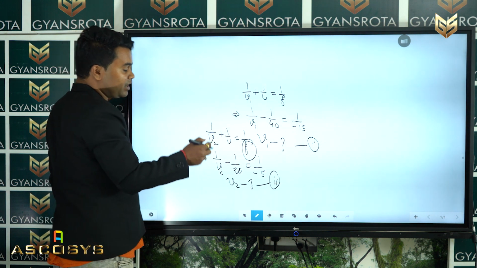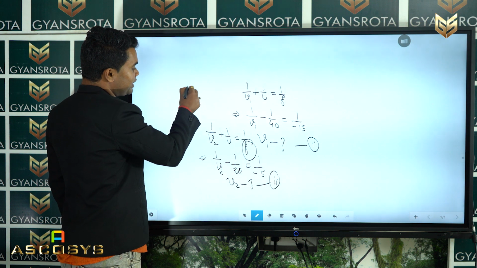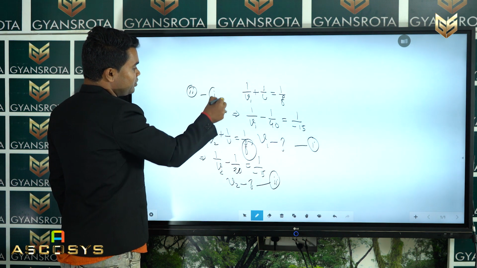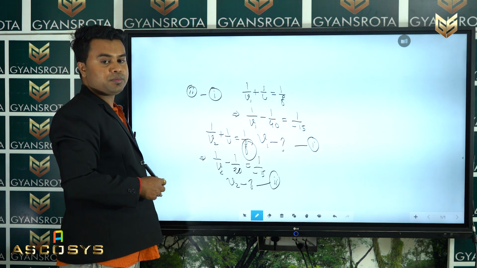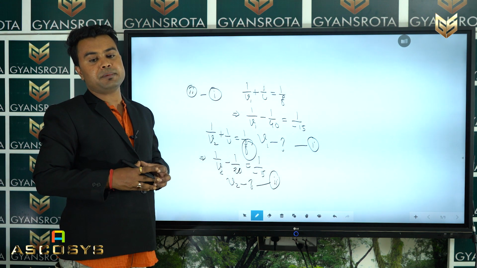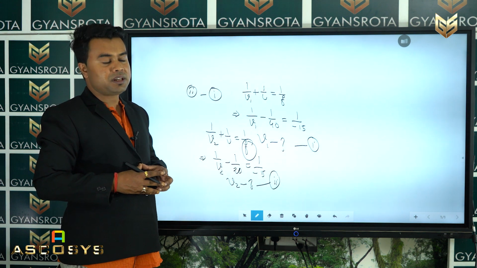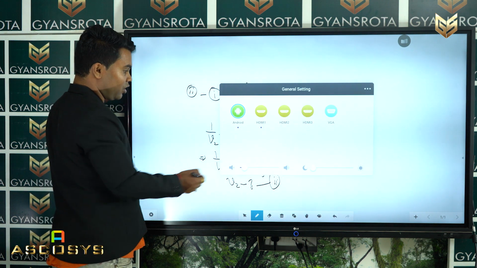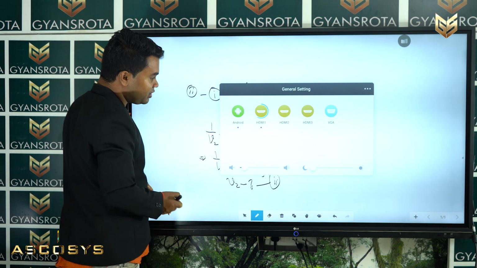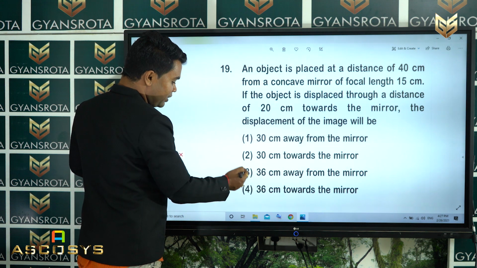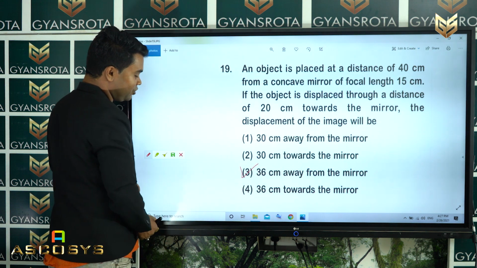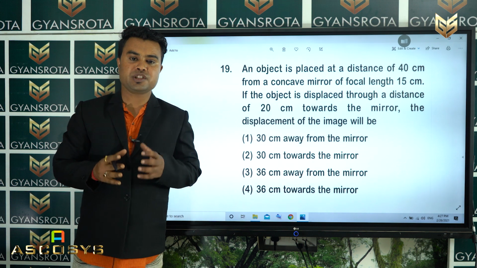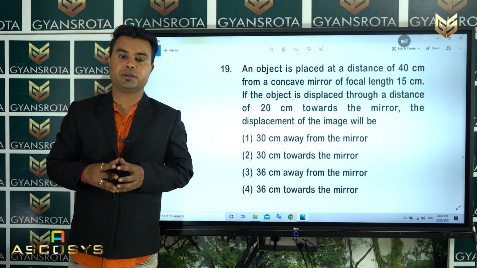So from 1 and 2, what you will do, you will just take 2 minus 1. Then you will see that your answer is coming out to be 36 centimeter, which will be away from the mirror. So your final answer is, the solving part you do it by yourself, 36 centimeter away from the mirror, option number 3. So now let us move to the next question, that is question number 20.